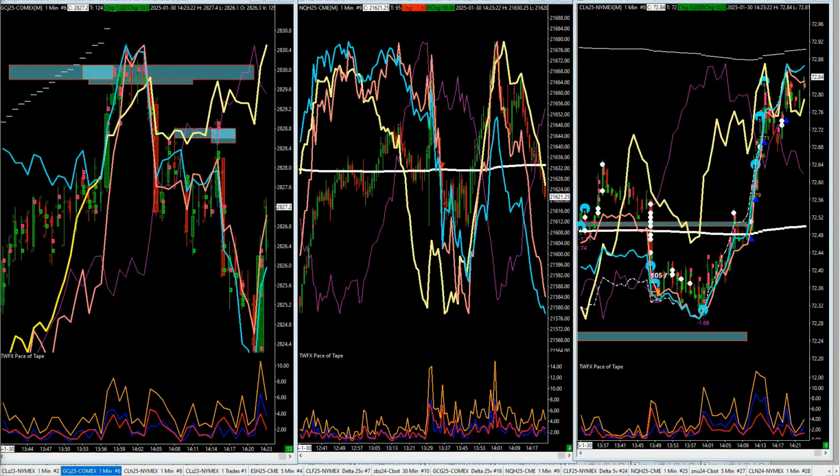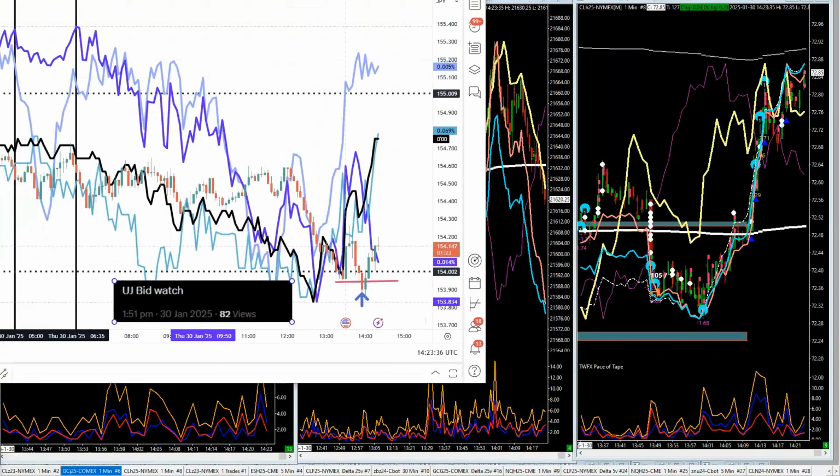Let me just grab the chart. I'll show you what we were looking for, what we were seeing. Anybody agree or disagree with this trade?